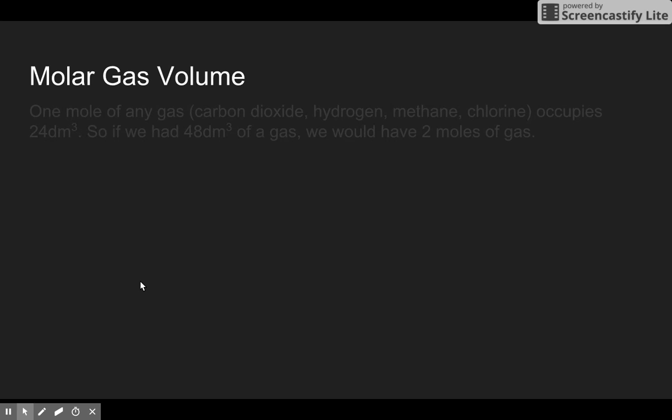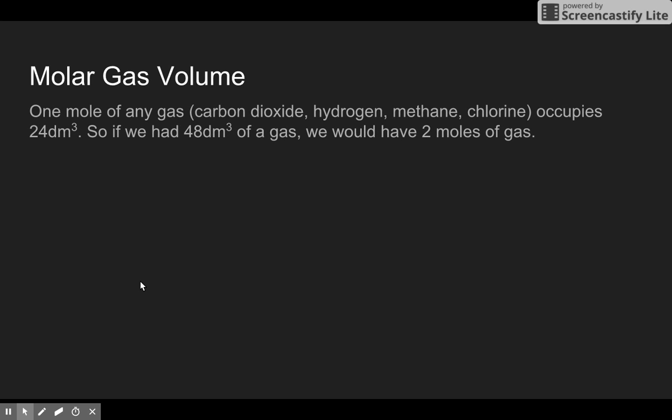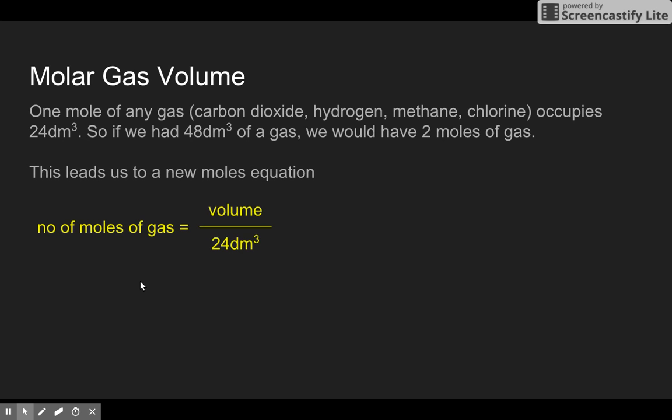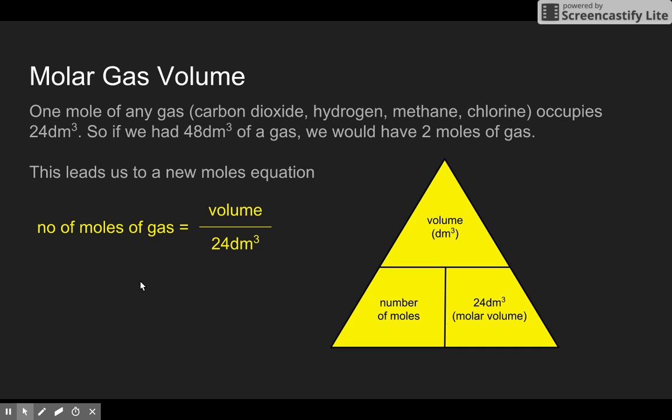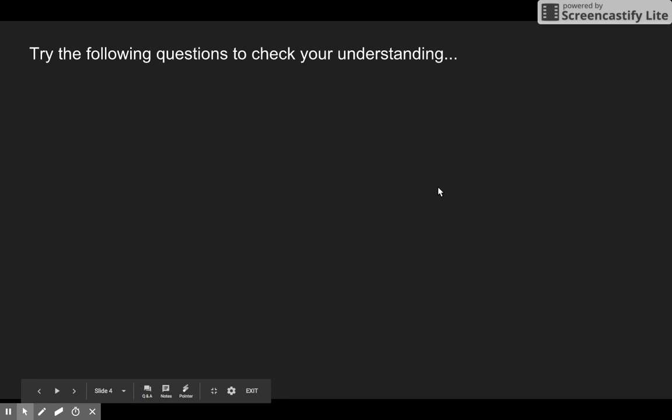So we want to consider molar gas volume. 1 mole of any gas, it doesn't matter what the gas is, occupies 24 decimeters cubed. So if we had 48 decimeters cubed of the gas, we'd have 2 moles of gas. And that gives us a new moles equation. Number of moles equals volume over 24 decimeters cubed, where this volume here is the volume of a gas, okay, not liquid volume. This equation here is all related to gases.